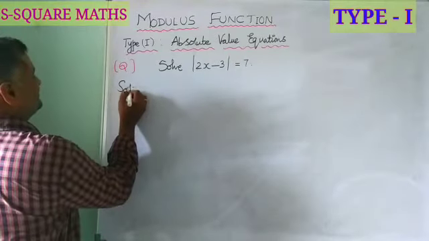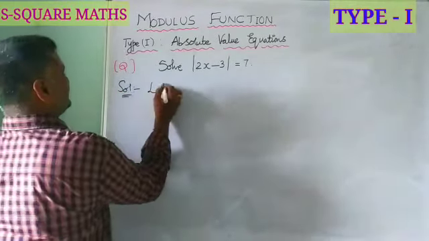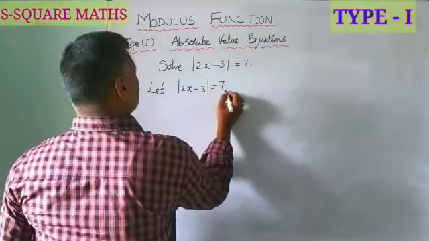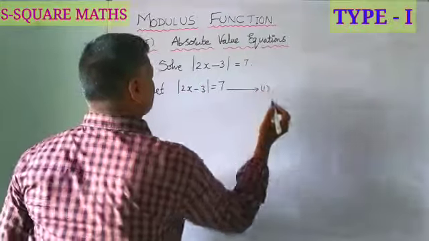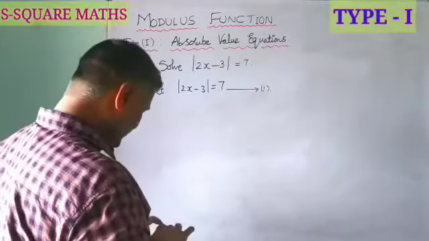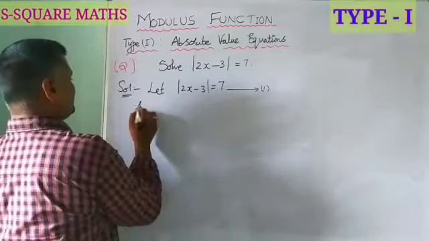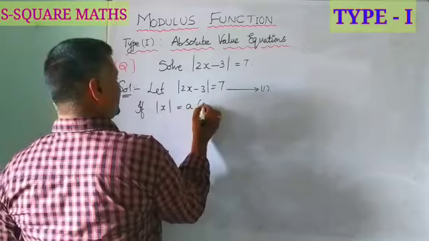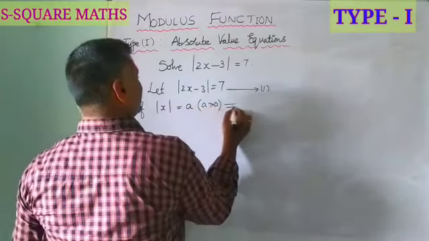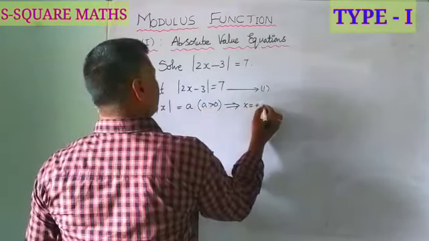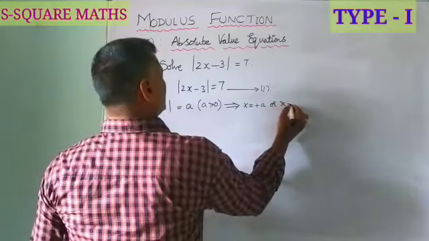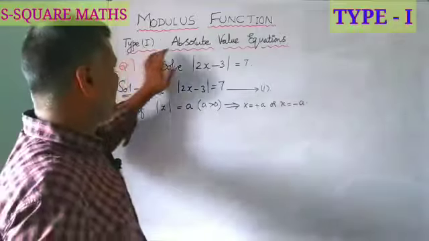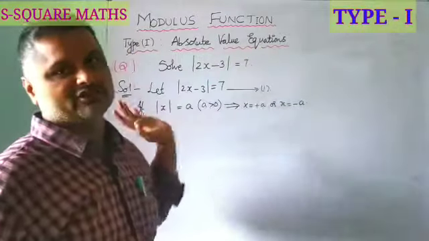Solution. Let modulus of 2x minus 3 is equal to 7. Equation 1. So we have the formula connected to this one now. If mod x is equal to a, where a is greater than 0, then x is equal to a or x is equal to minus a. This is a formula connecting to absolute value equations of equal to type.